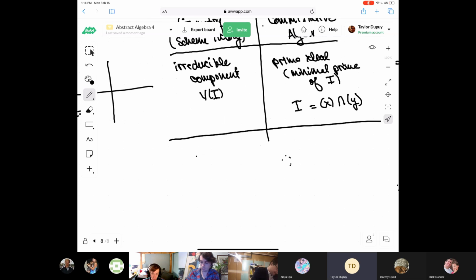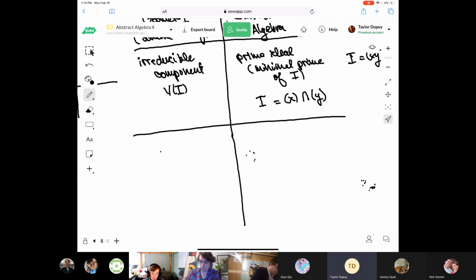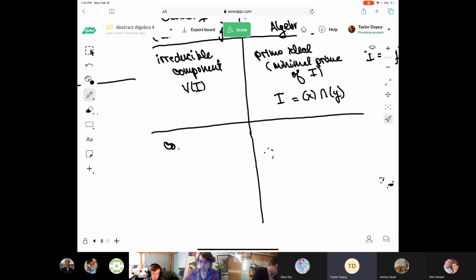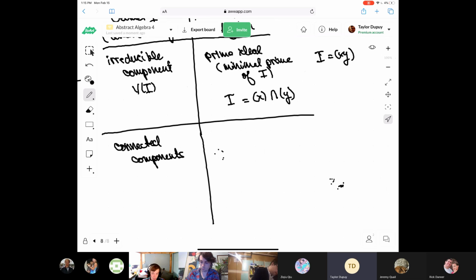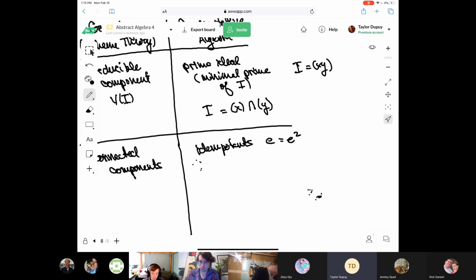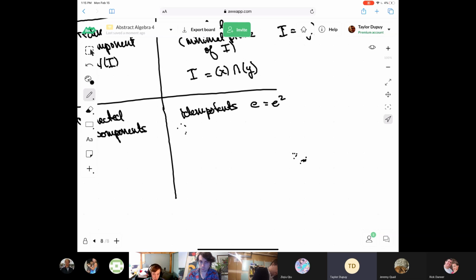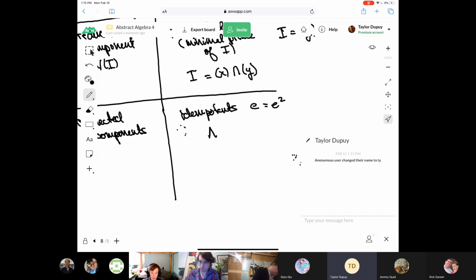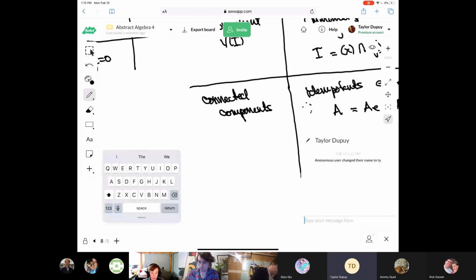Okay. Then we had connected components. This had to do with idempotence. So these are E such that E is equal to E squared. And then you could take a ring A, and you could write your ring as AE direct sum A(1 minus E).